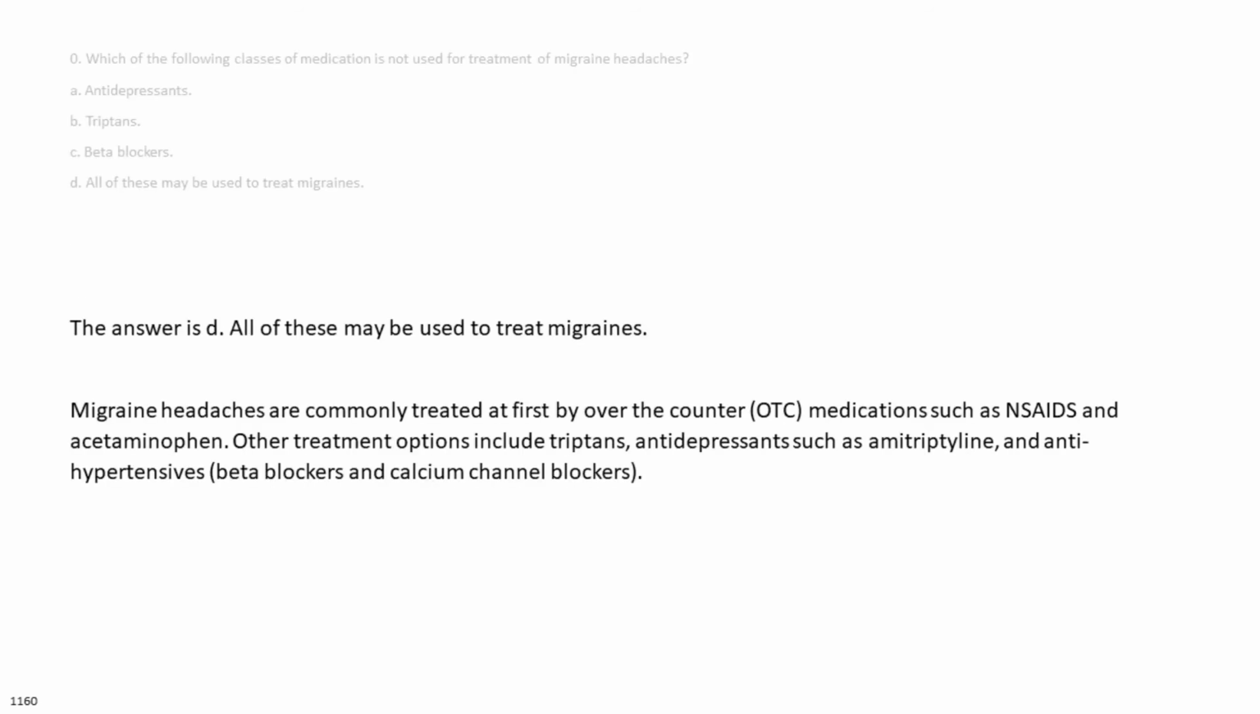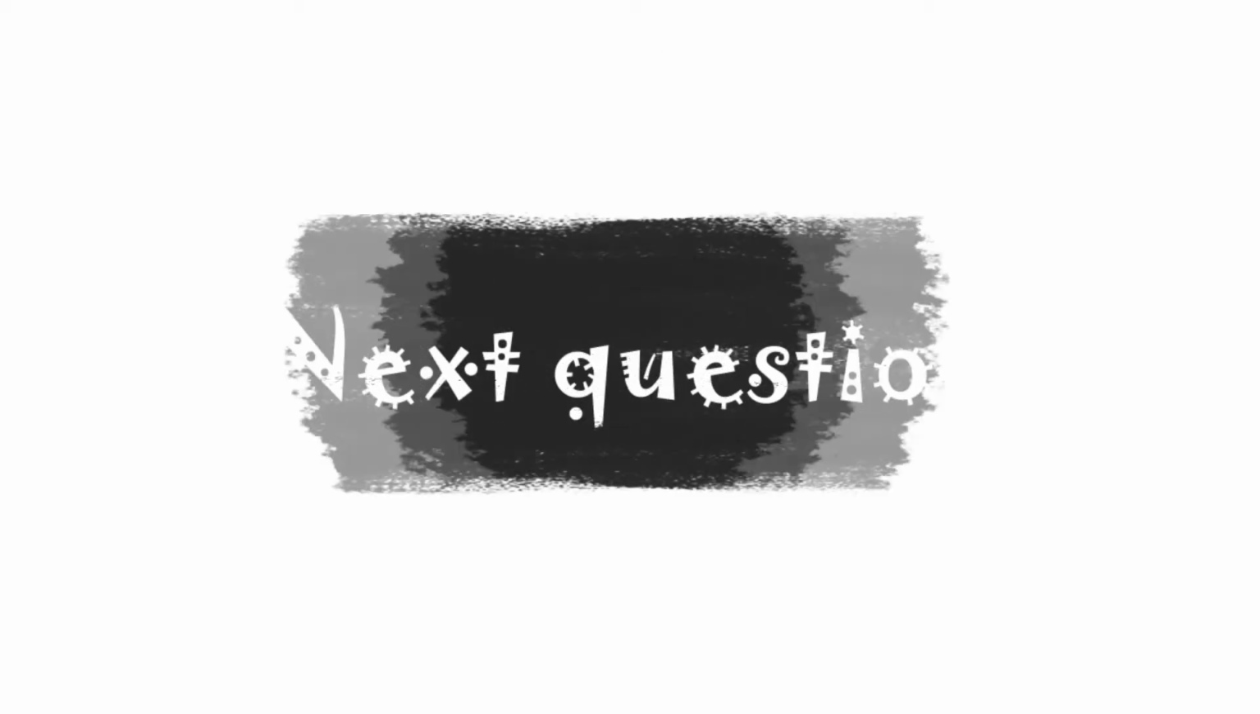The answer is D. All of these may be used to treat migraines. Migraine headaches are commonly treated at first by over-the-counter, OTC, medications such as NSAIDs and acetaminophen. Other treatment options include triptans, antidepressants such as amitriptyline, and antihypertensives, beta blockers and calcium channel blockers.